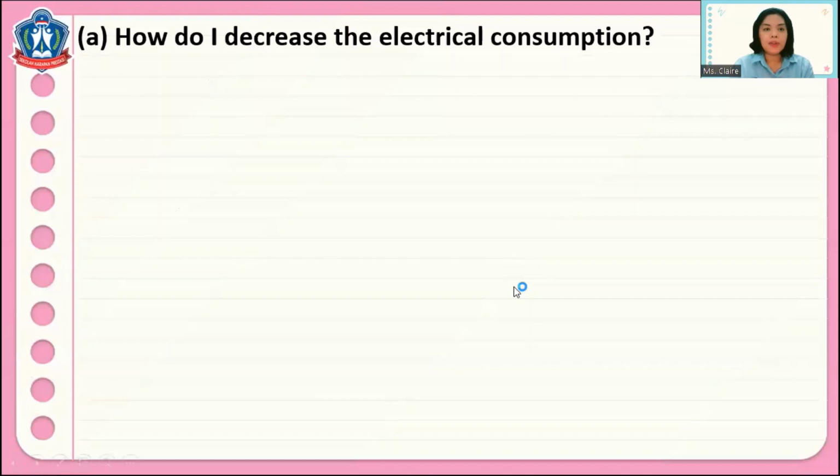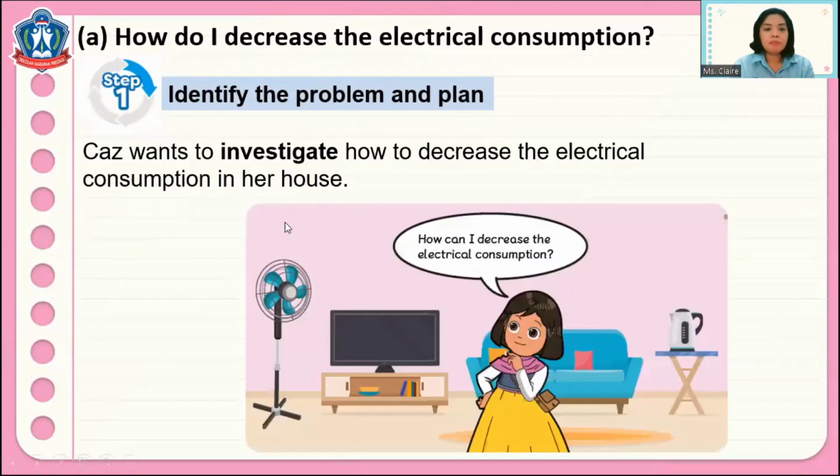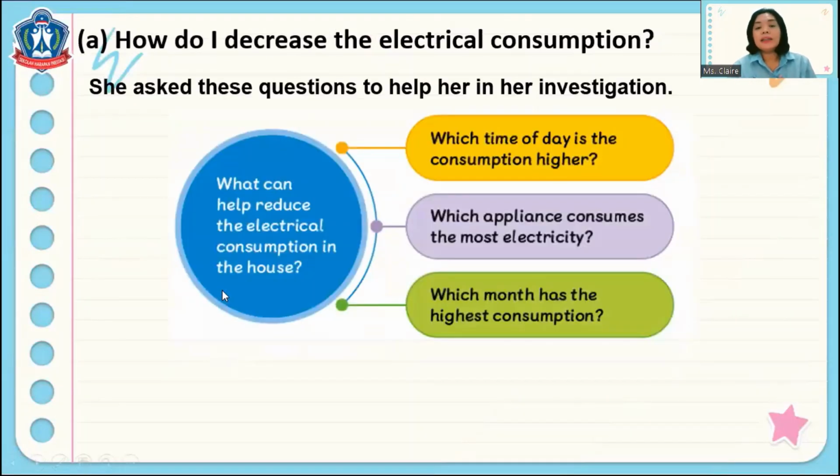Okay, let's continue. This is Kaz again. Kaz wants to investigate how to decrease the electrical consumption in her house. Maybe she wants to save electricity in her house. So step number 1 is you have to identify the problem and plan it, right? So the problem there is she wants to save. So how can she decrease the electrical consumption in her house? Okay, she asked these questions to help her in her investigation.